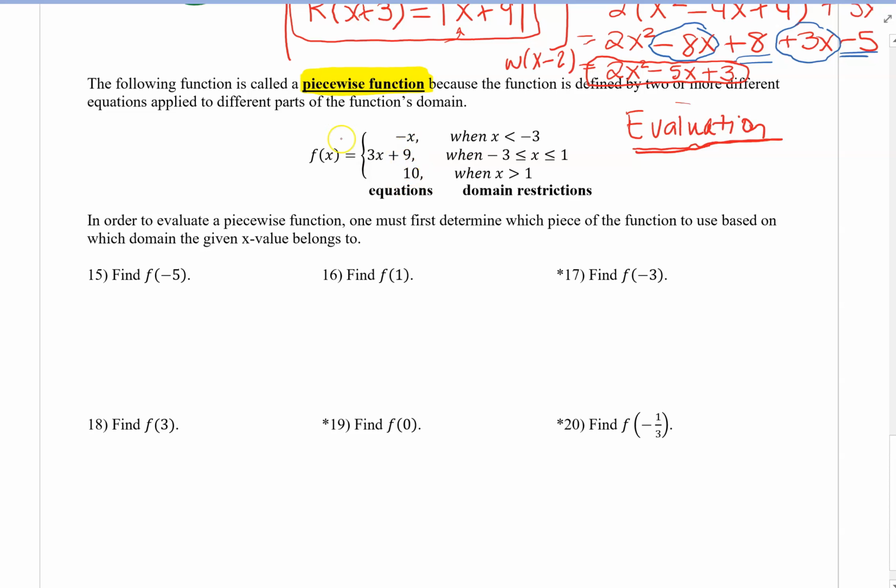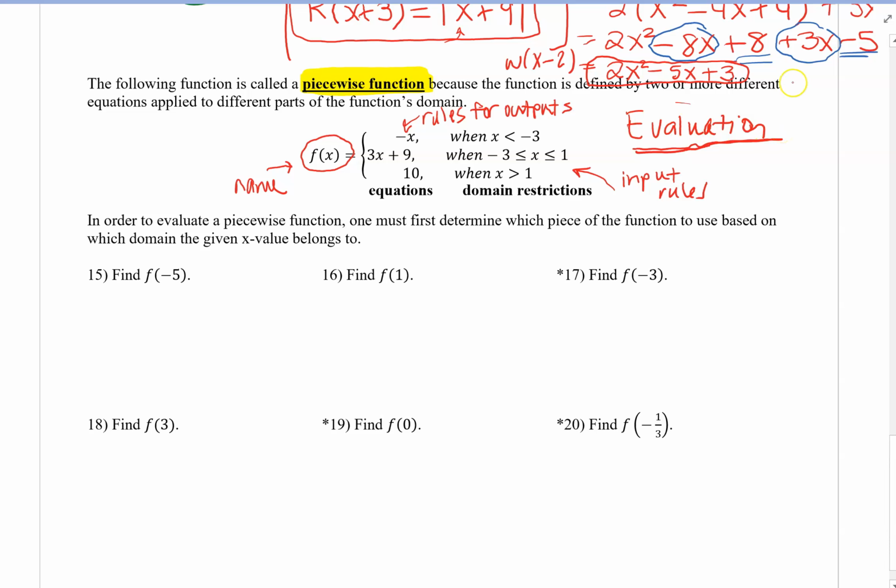And all of these are finding outputs for f of x. So the name of this function is f of x. And these are kind of like the different rules for finding the outputs. And then these are your different input rules right there. So these are like input rules. And these are output rules, or rules for outputs. Okay? So again, we're just focusing on evaluating.